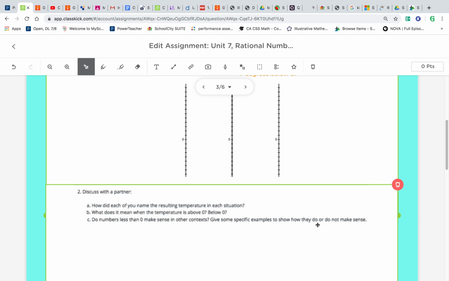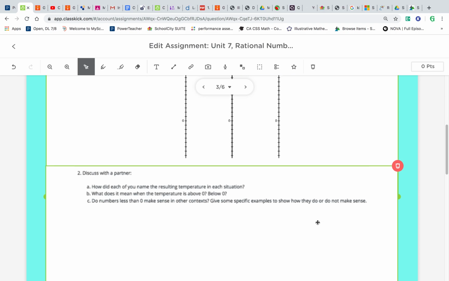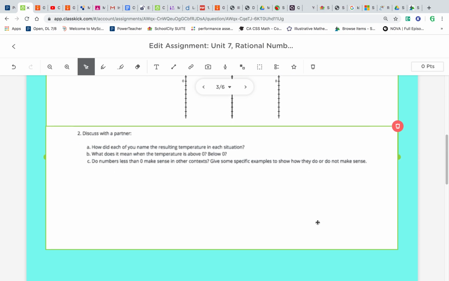But if we were talking about how many people are in a class, it wouldn't make sense to say that there are -3 students in the class, right? That makes no sense. So in some situations you can use negative numbers and they make sense, and in other situations they would not.